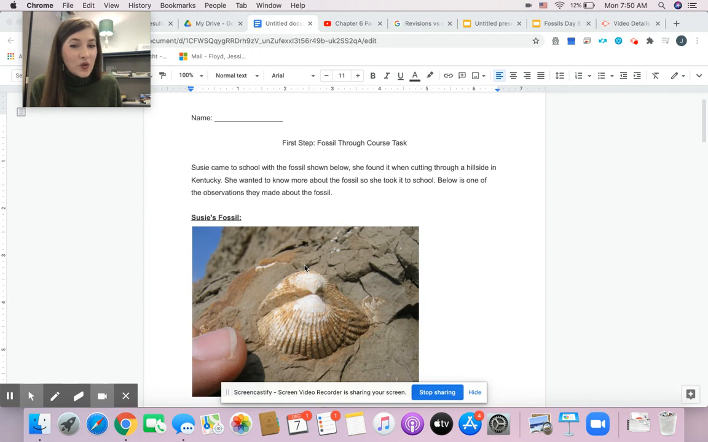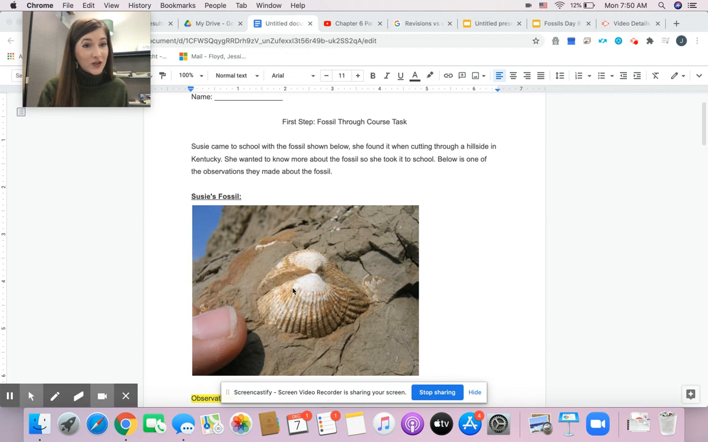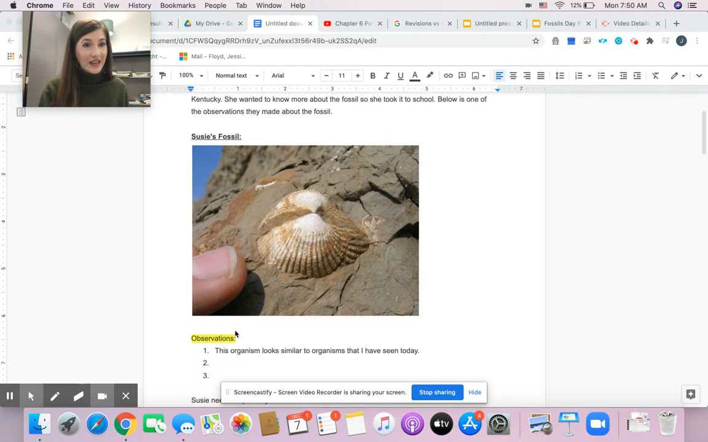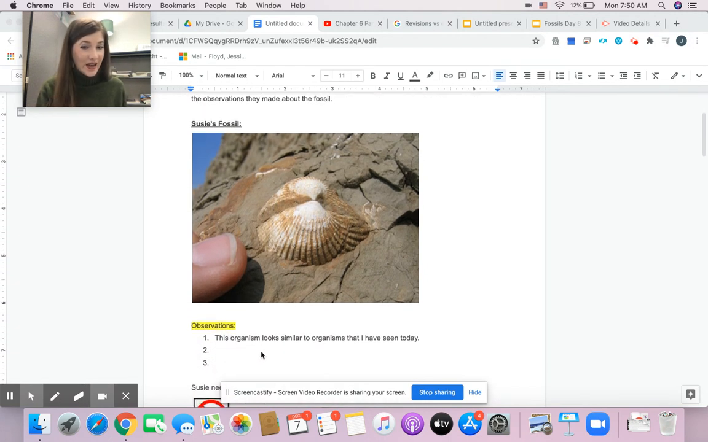Susie came to school with a fossil shown below. She found it when cutting through a hillside in Kentucky. She wanted to know more about the fossil, so she took it to school. Below is one of the observations they made about the fossil. So here's the fossil she found, and here's the observation they made: this organism looks similar to organisms that I have seen today.